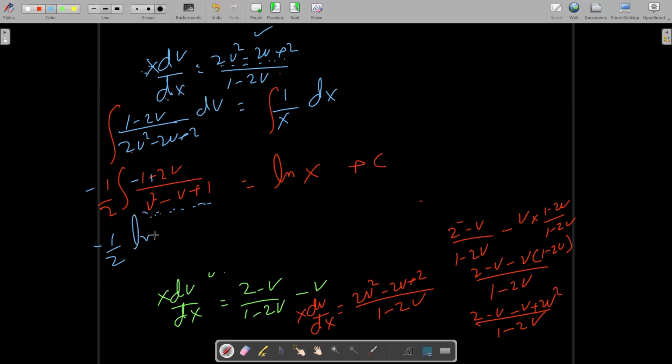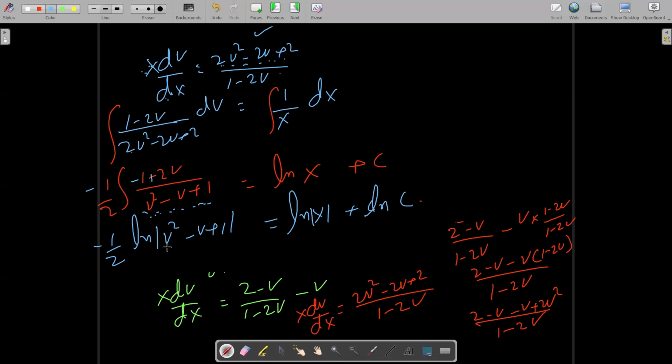It will be natural log of v squared minus v plus 1 equals ln x plus c. Does it make sense? Or you can just write ln c. Great. Now, I think the rest of the steps are pretty simple. You have to simplify it and write the values of x and y in terms of small x and small y.